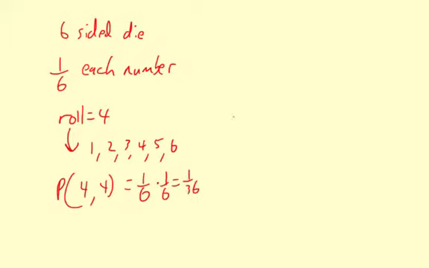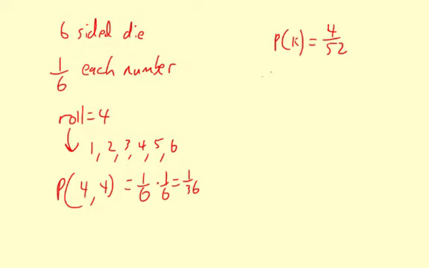So what's an example of dependent? Well, the best example I can think of is with a deck of cards. You can talk about the probability of drawing a card, say the probability of drawing a king is 4 out of 52, because there are 4 kings in a deck of cards and 52 total cards.